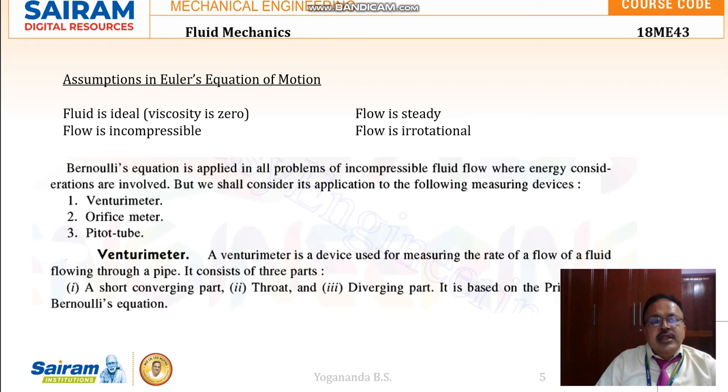Before deriving Euler's equation of motion, the assumptions made in the derivation are that the fluid is considered an ideal fluid, so viscosity is 0; the flow is incompressible, that is, we cannot compress the flow; the flow is steady; and the flow is irrotational. These four assumptions are made. Bernoulli's equation is derived from Euler's equation of motion.